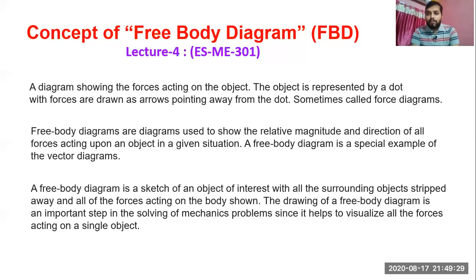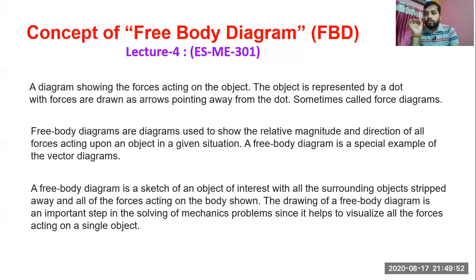What is a free body diagram? A free body diagram is a diagram which shows all the forces acting on an object or a body. The object is represented by a dot, with forces which are known, as arrows pointing away from the dot.